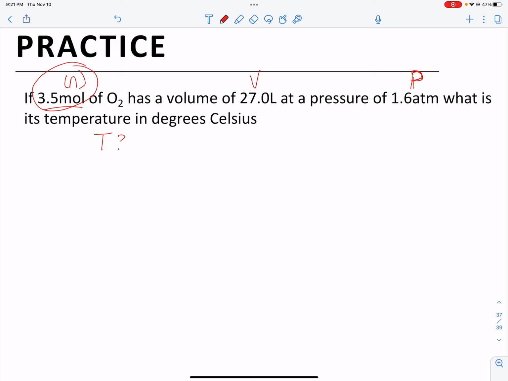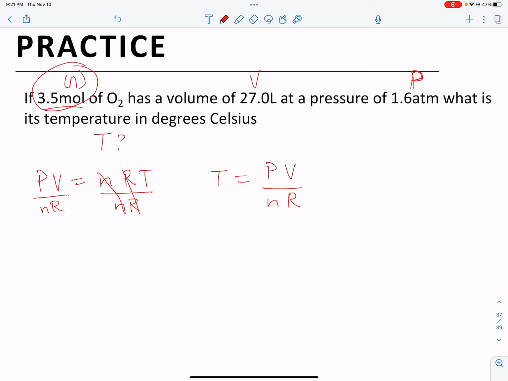Now, remember, we have another gas law, which is the ideal gas law, okay? And it's PV equals nRT. So we're looking for temperature, which means first we need to get temperature by itself. So I'm going to divide both sides by n and R. Cancel. And so what our equation ends up being is T equals PV over nR.